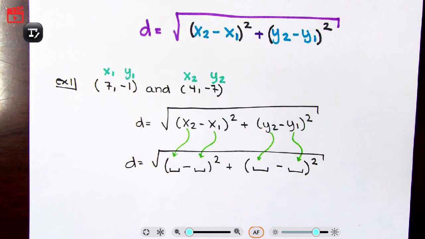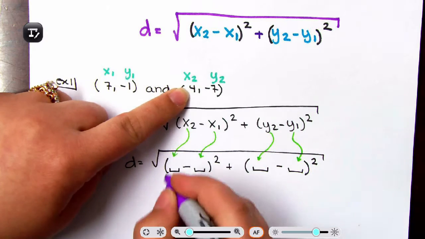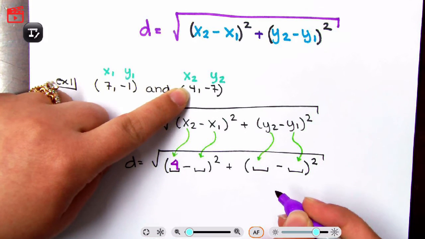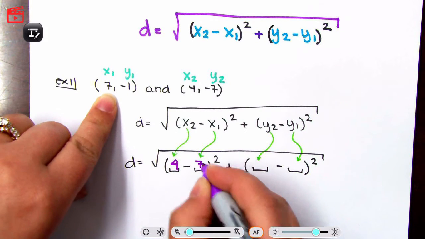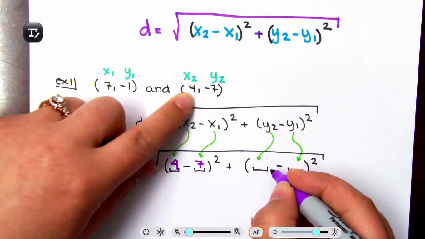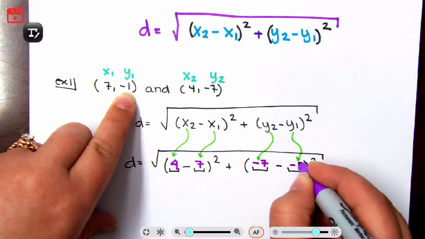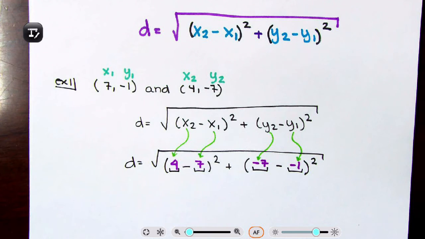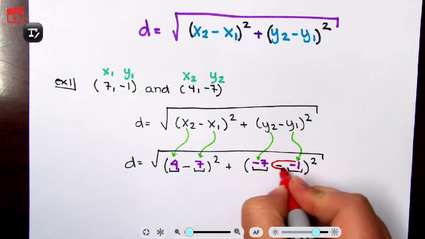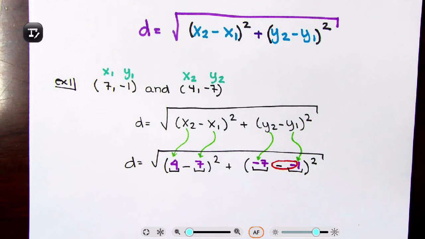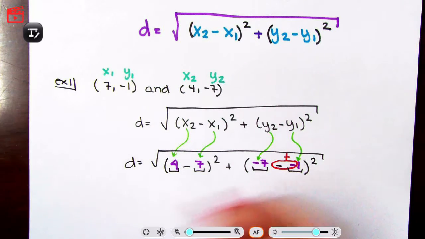So what is x2? Well, x2 is the number 4. What is x1? x1 is 7. y2 is negative 7 and y1 is negative 1. So here is the example of 2 negatives, right here, the one in black and the one in purple. Make sure that if you have 2 negatives and you can circle them, that equals a plus.